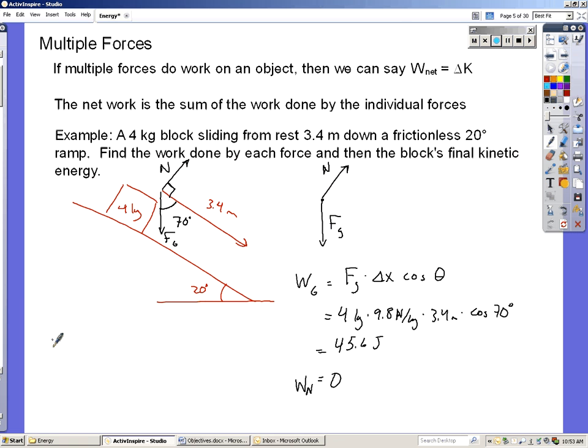That means that the kinetic energy is delta K because these forces that do work on this system increase its energy by 45.6 joules. And since it started out with no energy, its final kinetic energy is 45.6 joules. Since we know the mass, we could also calculate its speed, but we're not going to. We could have done this with kinematics and dynamics, but in this case it was much easier to use energy.